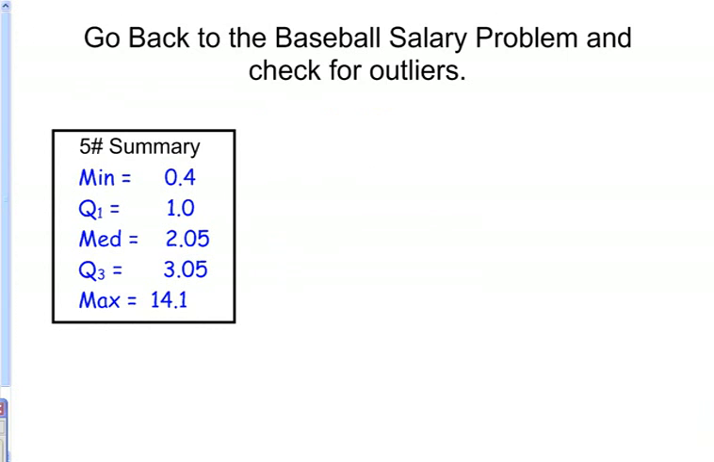So what we have here is our 5-number summary from the baseball salary problem that we did. And if you remember what that looked like, and I'm just going to draw a quick sketch here, we had a little tiny whisker, and we had little tiny boxes. Everything was kind of crammed together here. And then this stretched way out to the 14.1 million salary. And you can put the dashes on the ends if you want.